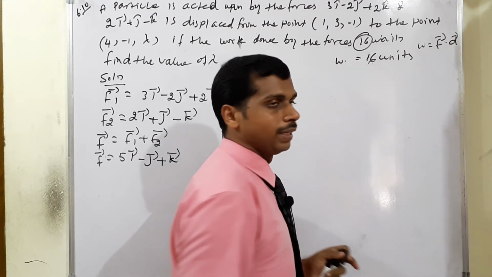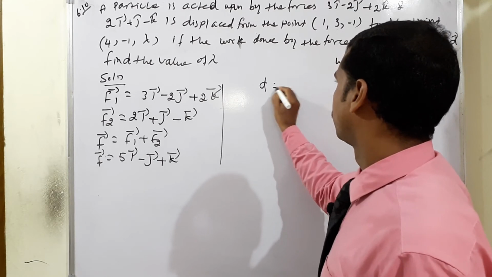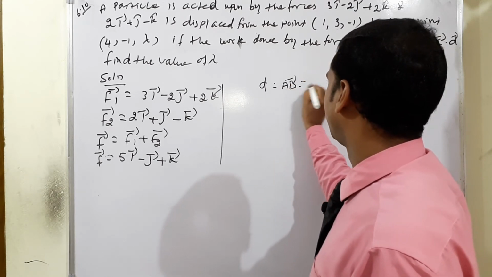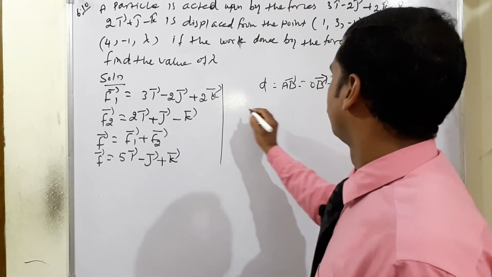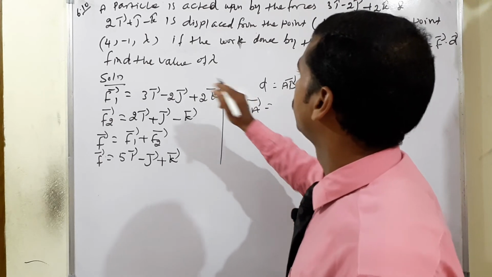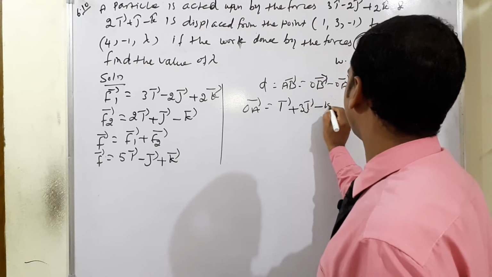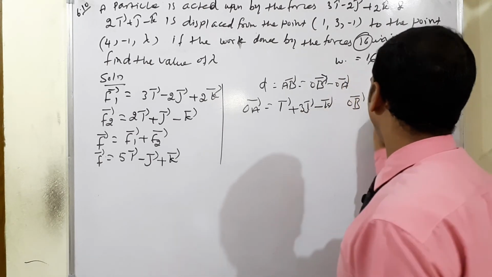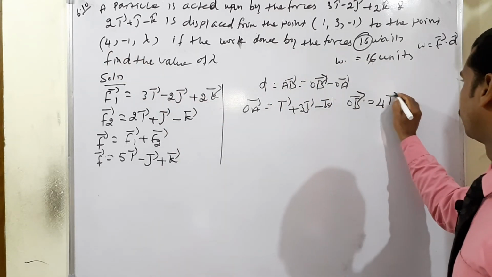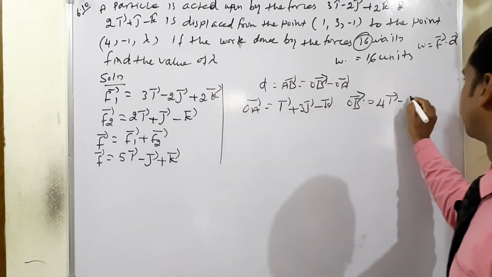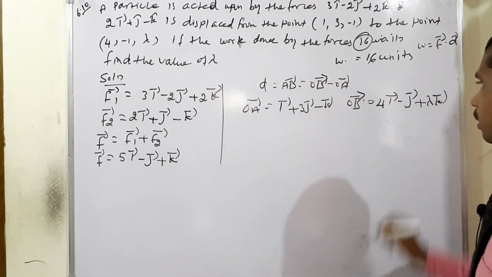D is called displacement. Now I am moving to find D. D means AB vector, which we already know. What is the meaning of AB? OB vector minus OA vector. OA is equal to i vector plus 3j vector minus k vector. Then OB vector is equal to 4i vector minus j vector plus lambda k vector.